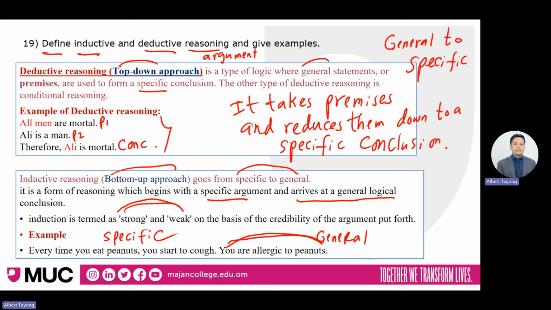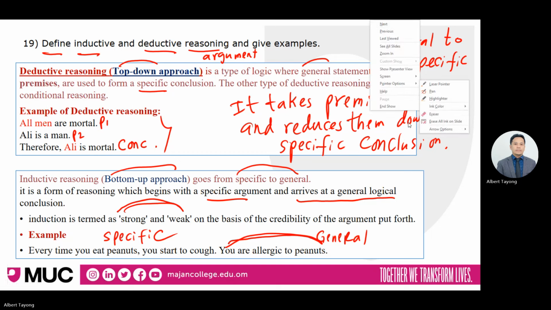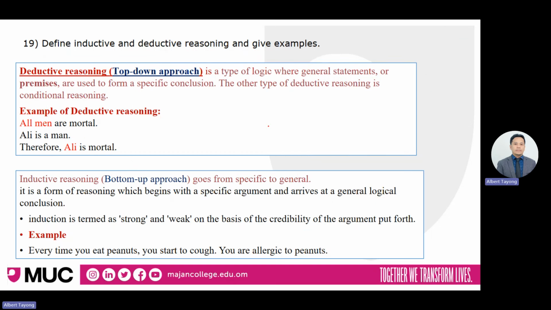Right? So I have given you many examples before of inductive reasoning in our classes. So please go back to them for you to recall. Okay? Let me give you another example of inductive.